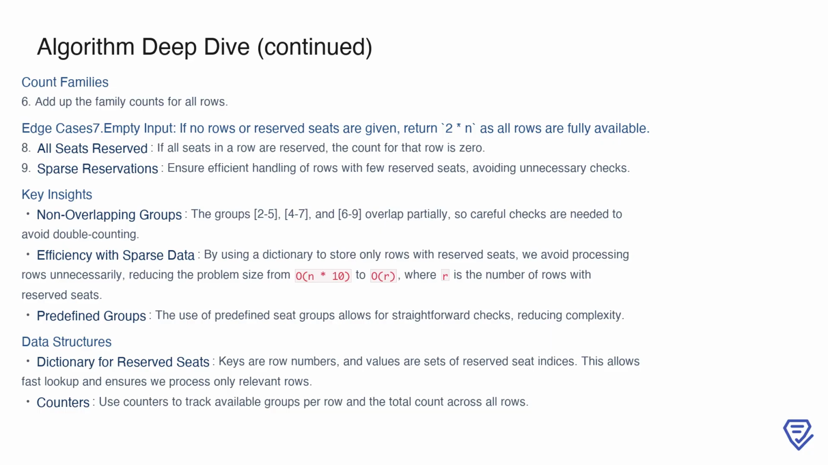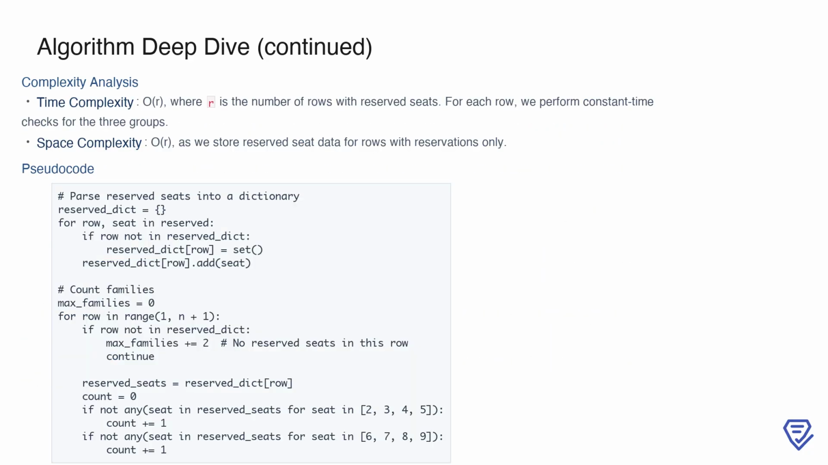Using data structures like dictionaries to map reserved seats and counters to track family counts ensures both efficiency and clarity in the implementation. Now, let's analyze the complexity of this approach. The time complexity is O(R), where R is the number of rows with reserved seats. This is because for each row, we perform constant time checks for the three predefined groups. The space complexity is also O(R), as we only store the reserved seat data for rows with reservations in the dictionary. This ensures that we only use memory for the rows we need to process.